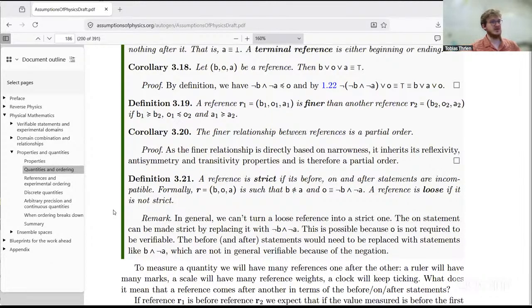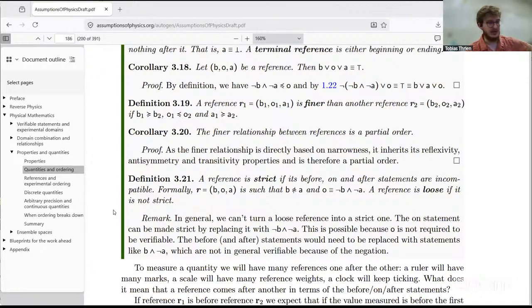This is possible because O is not required to be verifiable. The before and after statements would need to be replaced with statements like before and not after, which are not in general verifiable because of the negation.